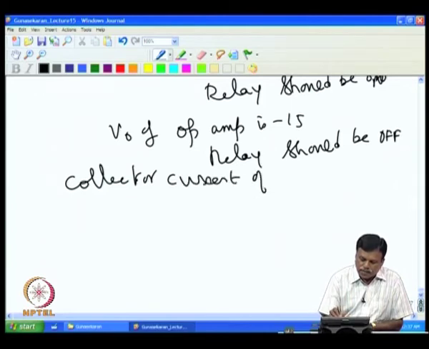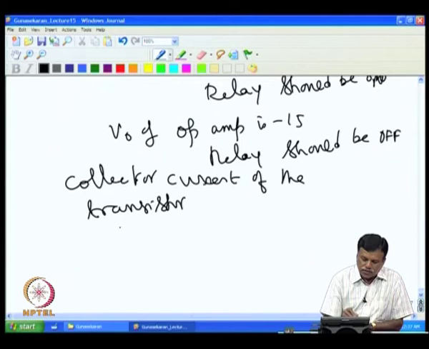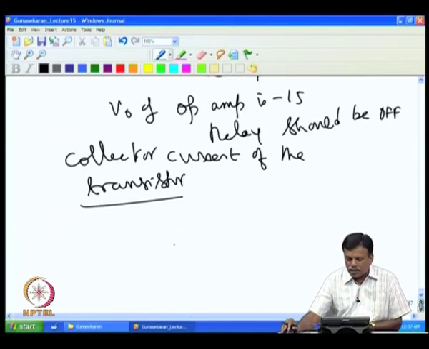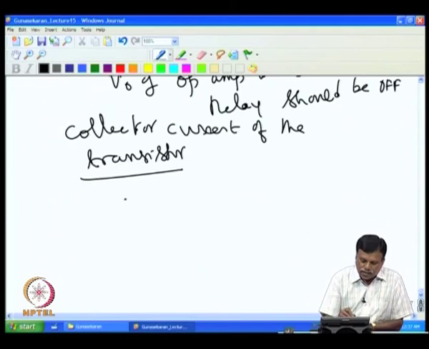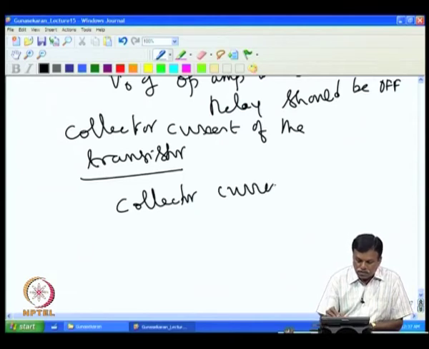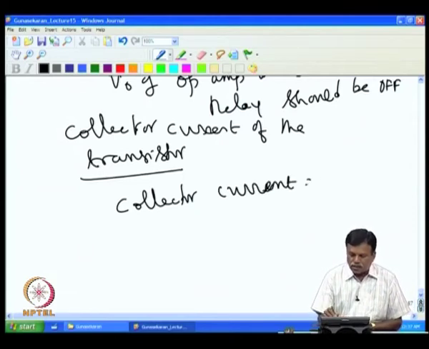Collector current of the transistor. So, that is actually collector current is nothing but the load current, relay current. So, collector current is nothing but a relay current.